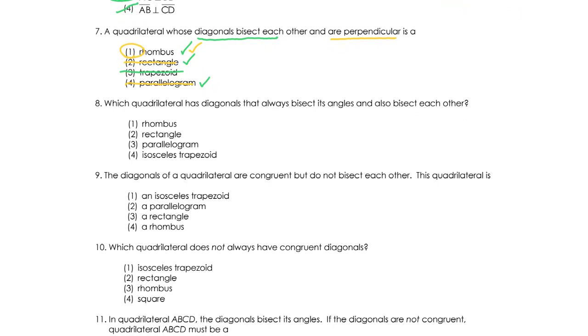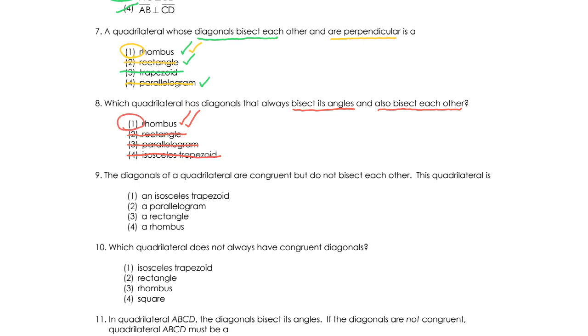Which quadrilateral has diagonals that always bisect its angles and also bisect each other? So diagonals that bisect the angles. That happens in a rhombus, does not happen in a rectangle, not in a parallelogram, and not in an isosceles trapezoid. So I think we have our answer, but we'll just make sure that it has the second property as well. The diagonals bisect each other, does happen in a rhombus. It has both those properties, so number 1.